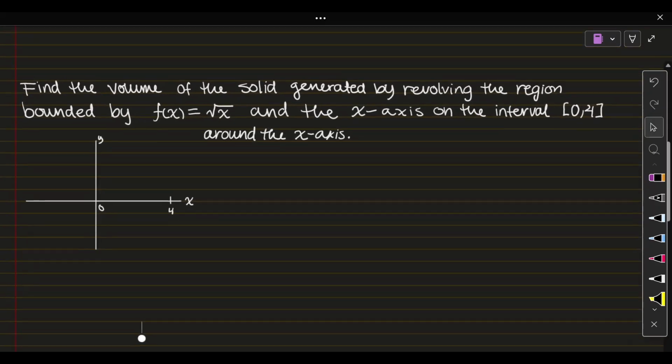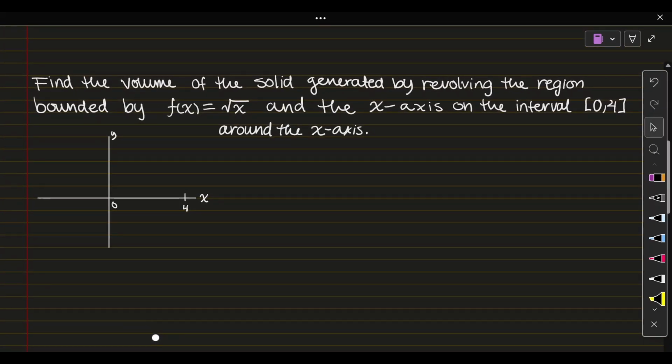Okay, we're going to apply some of this intuition to a problem here. So we want to find the volume of the solid generated by revolving the region bounded by f of x equals root x and the x-axis on the interval 0, 4 around the x-axis. So let's sketch our graph here. We're talking about the square root of x from 0 to 4, so it looks something like this. And we're going to take that and revolve it around the x-axis like so.